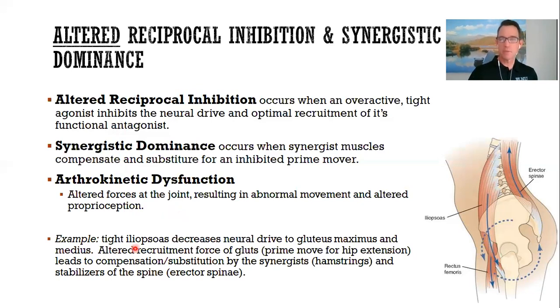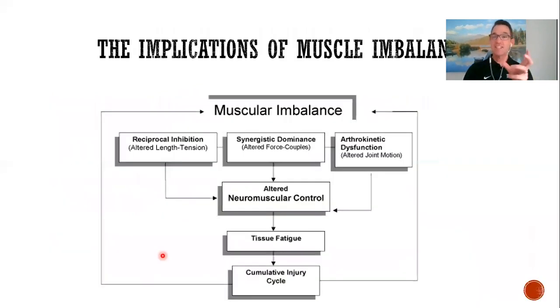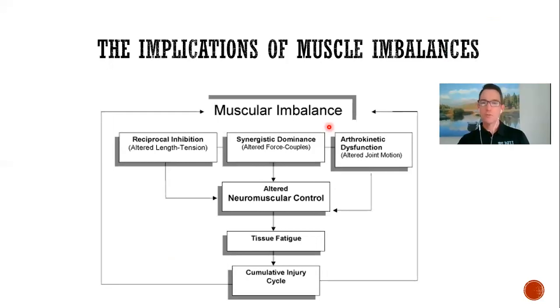And here's the example we used. Not going to talk about this, but look through this in your PowerPoint slides, flesh this algorithm out to see how muscle imbalances, the implications of that, cause cumulative injury.